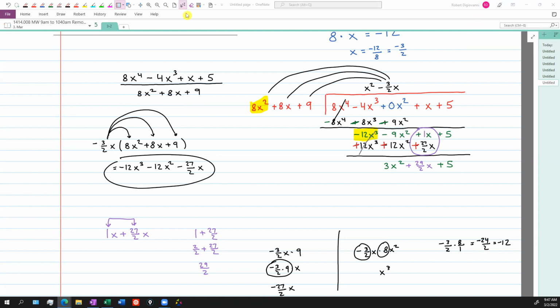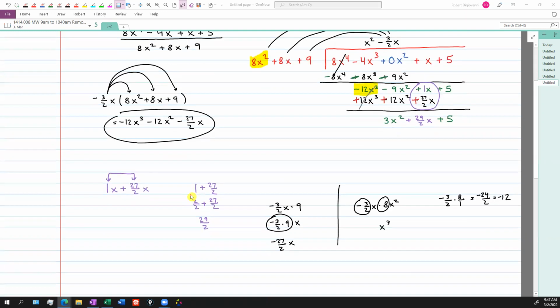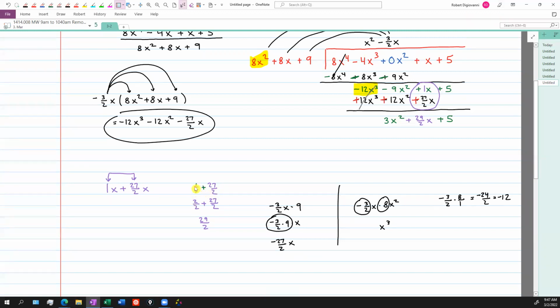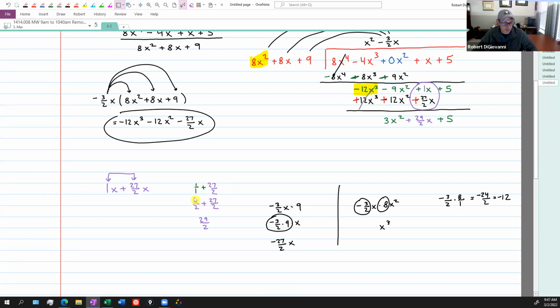Wait, I have a question. How did you get the 2 over 2 again from the 1 plus 27 over 2? I'm trying to add two things together, right? You can look at the one as being a 1 over 1. And then you have to get a common denominator, right? So I just rewrote 1 over 1 as 2 over 2. Okay.